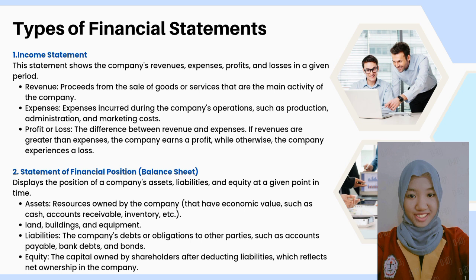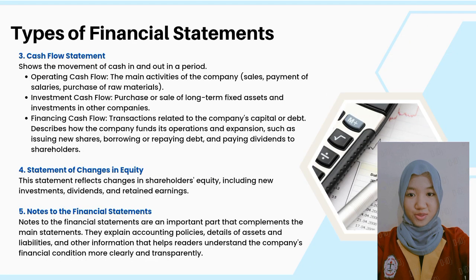Liabilities. The company's debts or obligations to other parties, such as accounts payable, bank debts, and bonds. Equity. The capital owned by shareholders after deducting liabilities, which reflects net ownership in the company. 3. Cash flow statement. Shows the movement of cash in and out in a period.